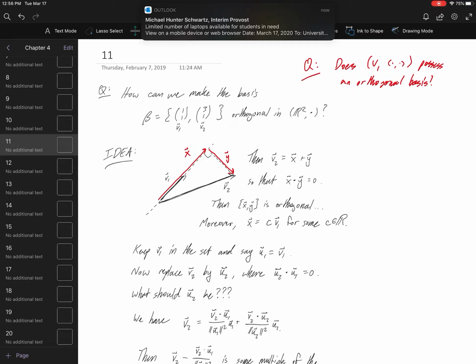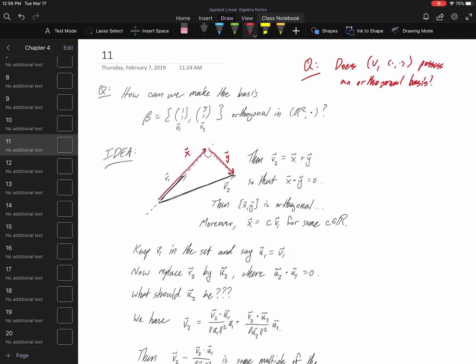For right now, we assume that the inner product space is finite dimensional. The question becomes a little trickier in infinite dimensions because the idea of a basis is a little trickier to deal with there. But what we're going to do in this video is show that actually, the answer is yes. You can find an orthogonal basis for any vector space, or any inner product space specifically.